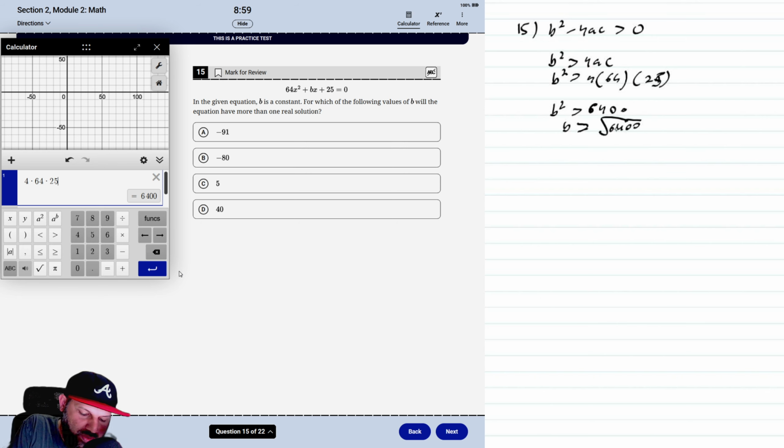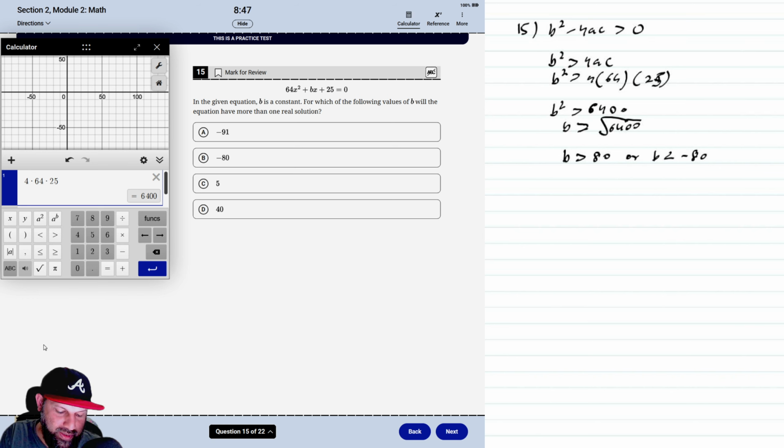The square root of 6400 will have a positive and negative value. So b is going to be greater than 80, or b is going to be less than negative 80. Okay, which means any value over positive 80 or any value under negative 80 is going to be correct.